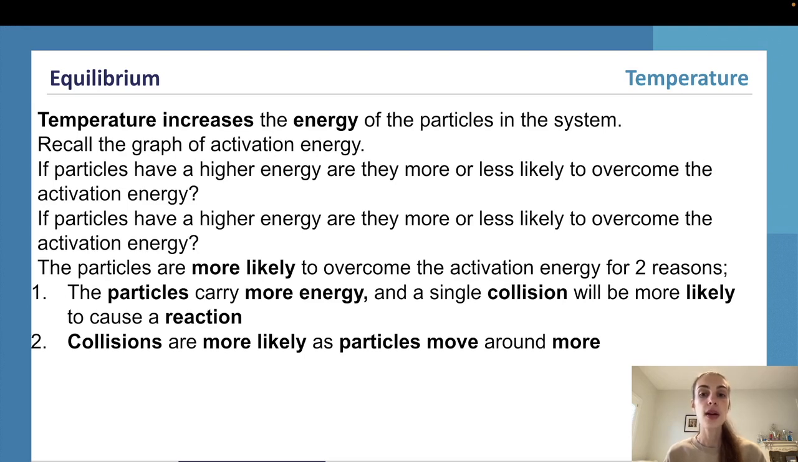And so the particles are more likely to overcome the activation energy for two main reasons. This is because the particles carry more energy, and so a single collision will be more likely to cause a reaction. And then the collisions are going to be more likely because the particles are moving around more, and so if they're all moving around frantically in this one container, then they're going to be more likely to collide and hence form the product.